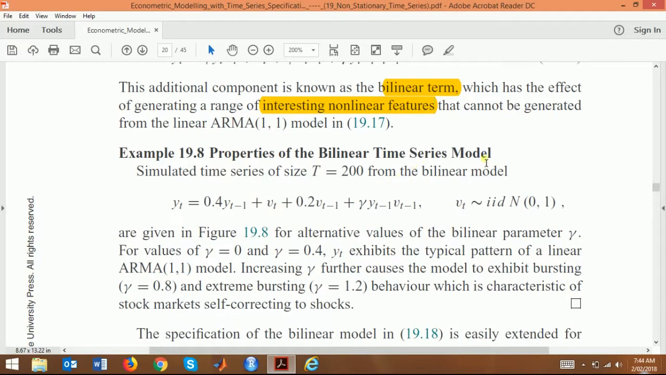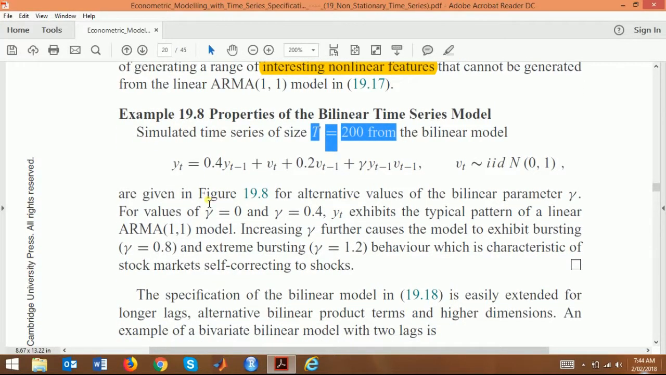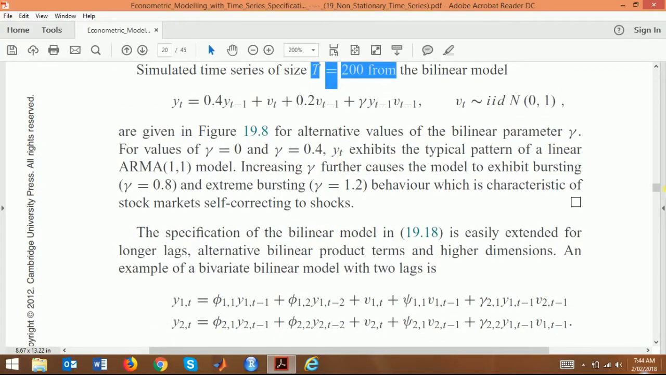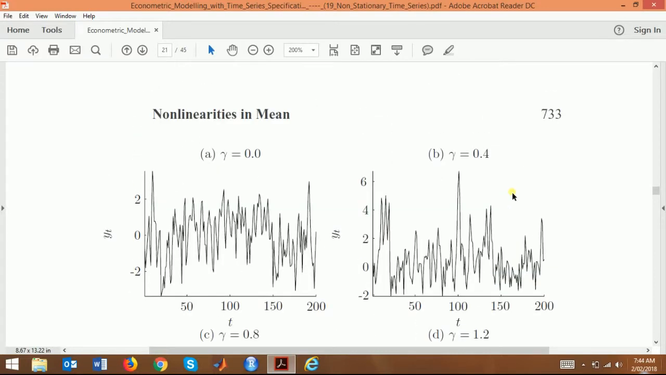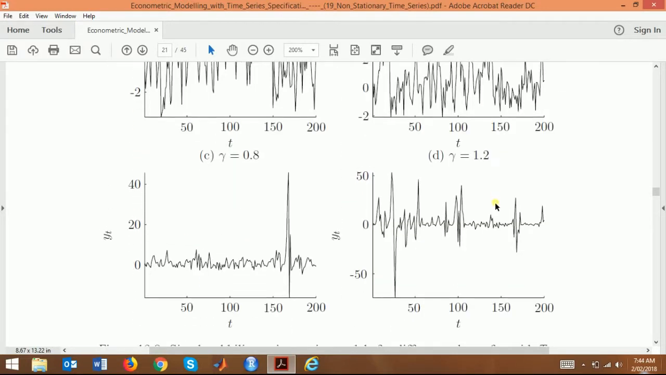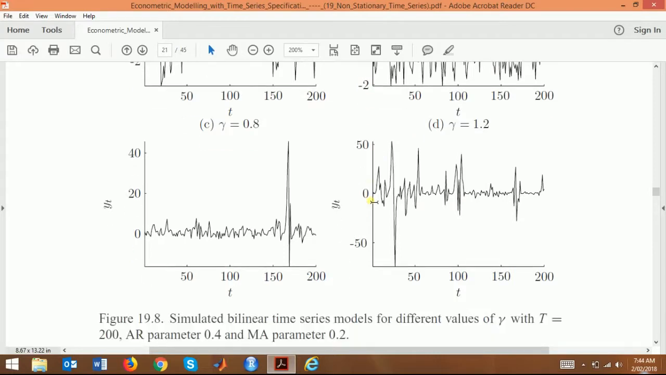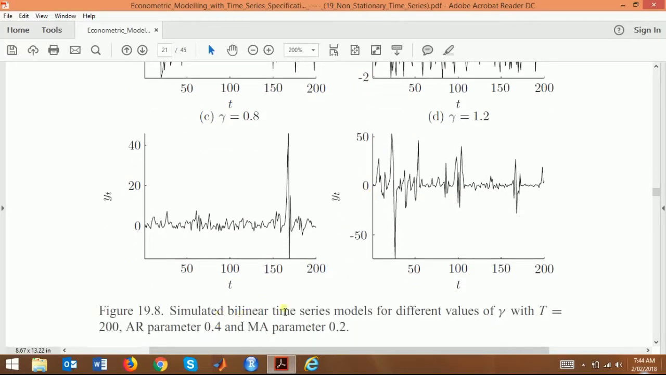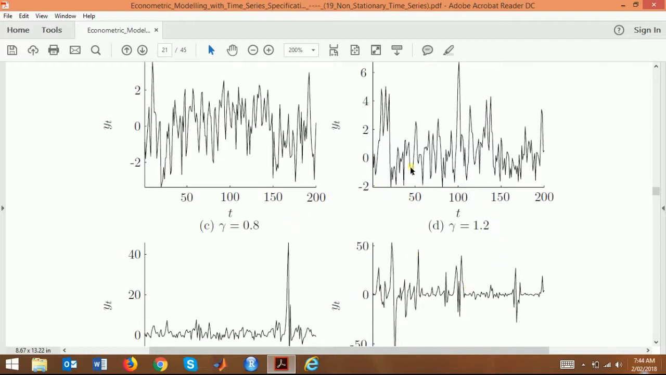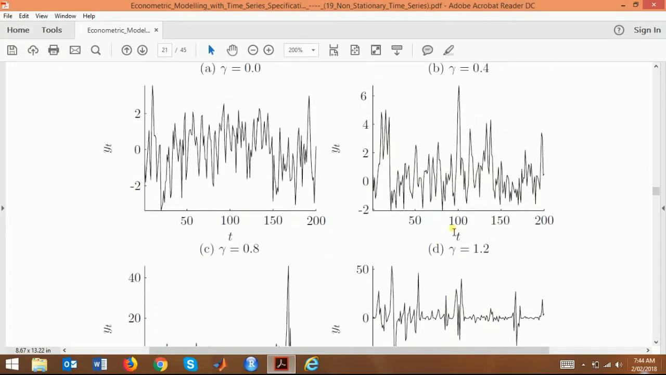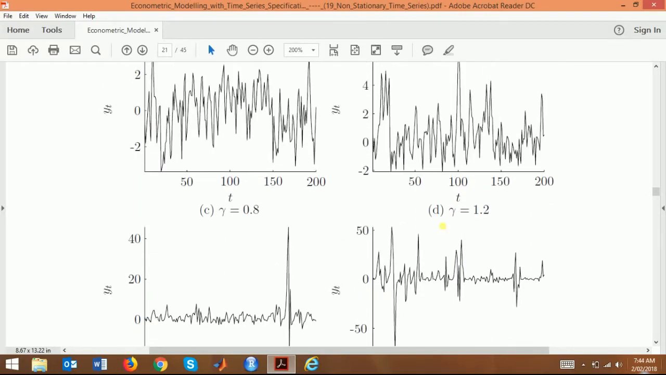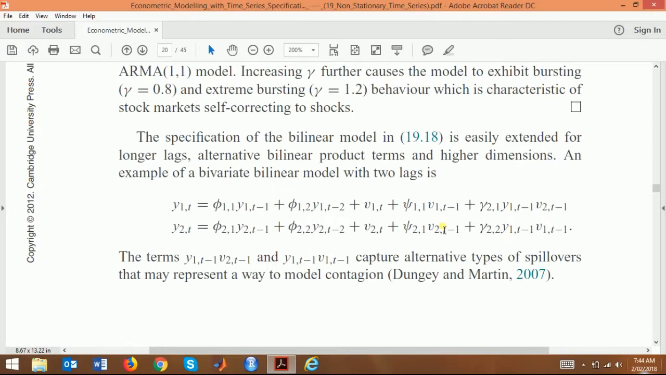So let's start with properties of the bilinear time series model. Let's simulate t equals 200 observations from the bilinear model, and this figure is given. Figure 19.8 shows simulated bilinear time series models for different values of gamma, with t equal to 200 and fixed autoregressive and moving average parameters. Different values of gamma generate interesting bilinear models.